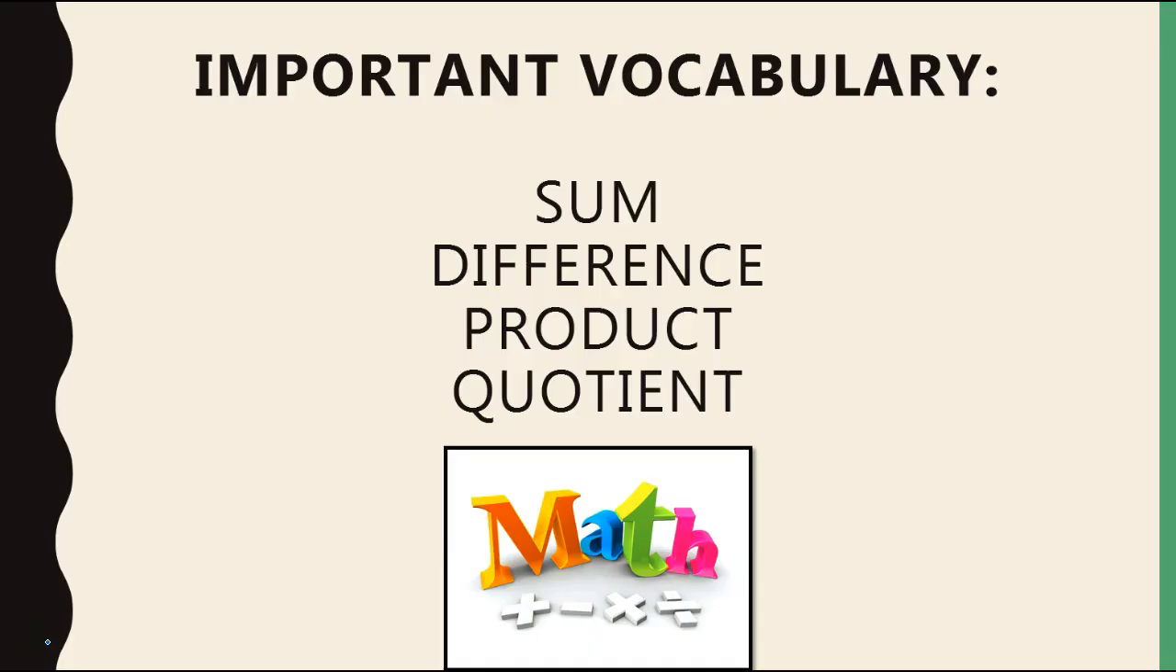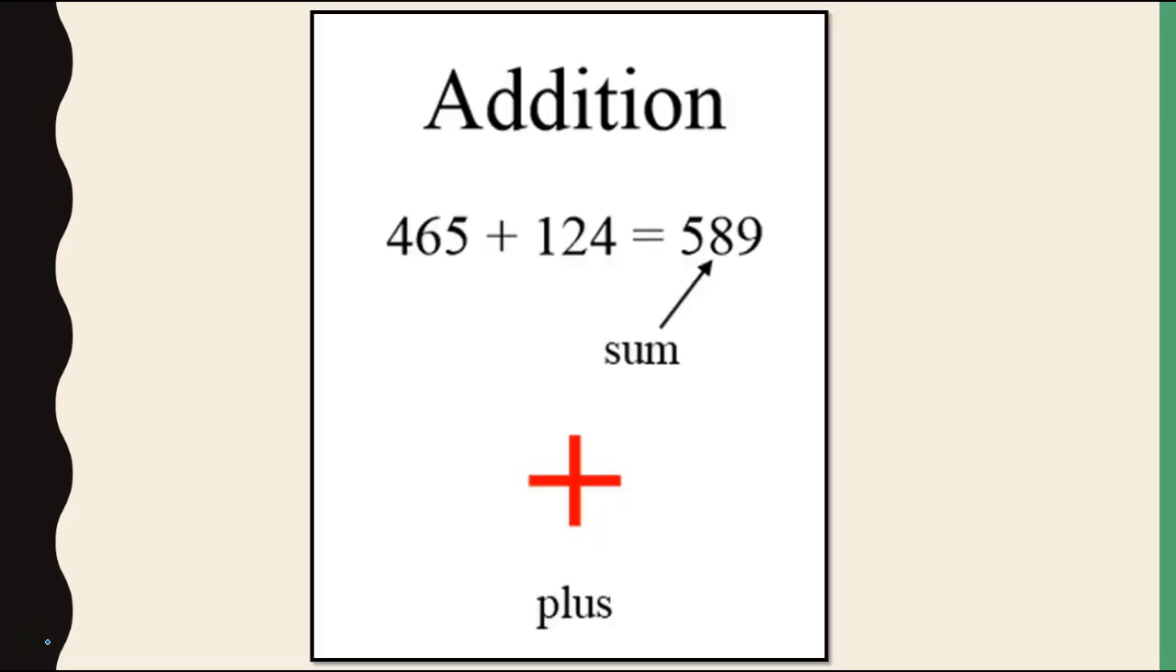Some important vocabulary words that you need to also know are sum, difference, product, and quotient. Sometimes when you are doing problems, they're not going to show you these symbols. You can see here on this problem, they show you the addition symbol, and they actually say the word plus, and they show another addition symbol. So if they ask you to find the sum, then you automatically know what to do, but sometimes they're not going to show you those symbols. But a sum is the answer to an addition problem.